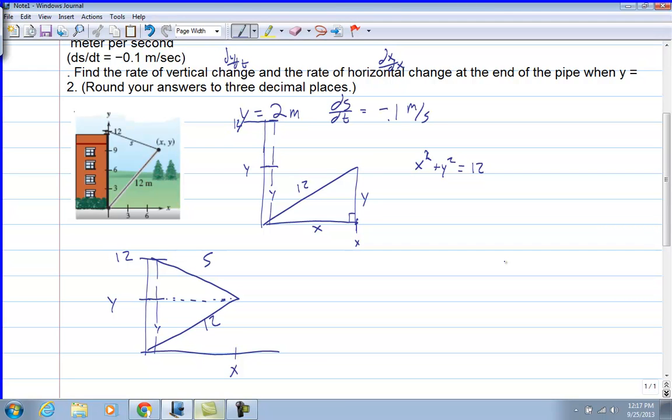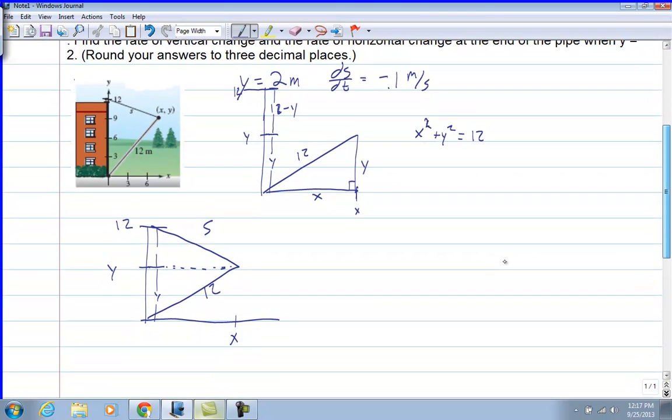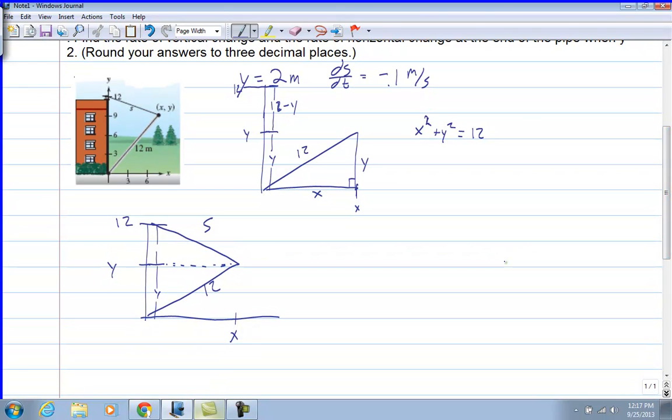And I wanted to ask this question here. If this side is y, how much is this part up here, if the whole thing is 12? That's just going to be 12 minus y. I want to redraw the problem. Here's our pipe. Here's the rope or the cable s that's pulling it up. Again, here's y. The whole thing is 12, so this is 12 minus y.